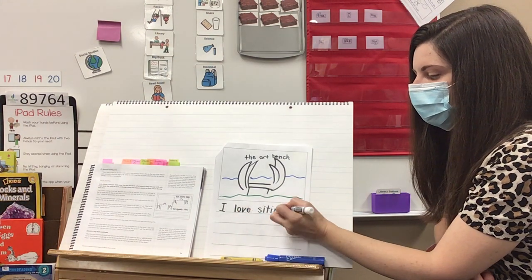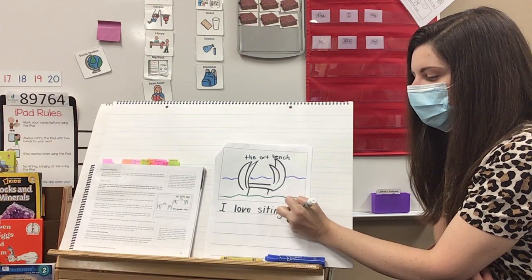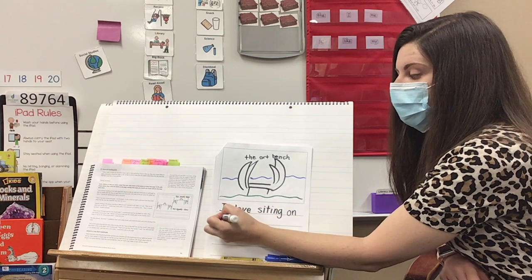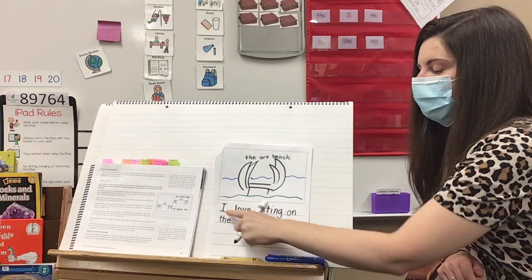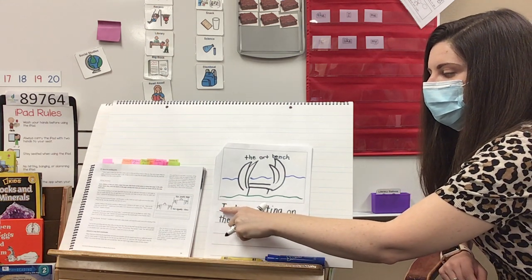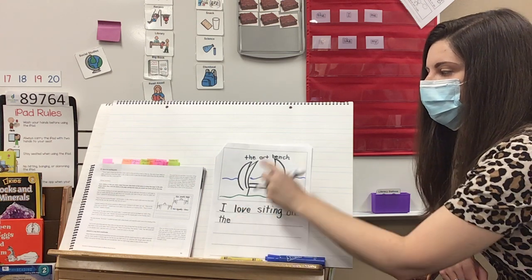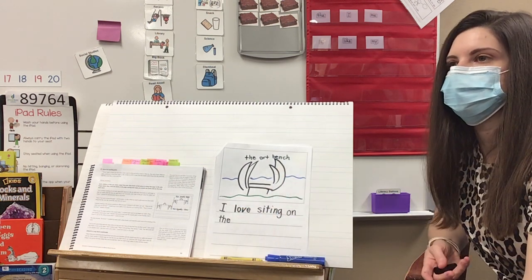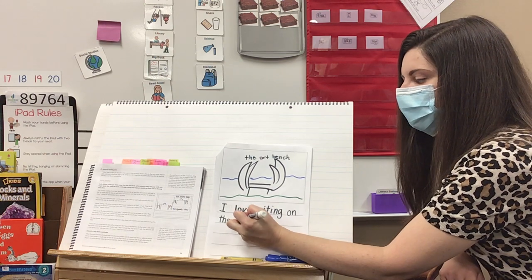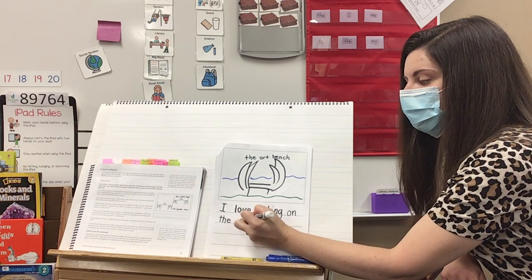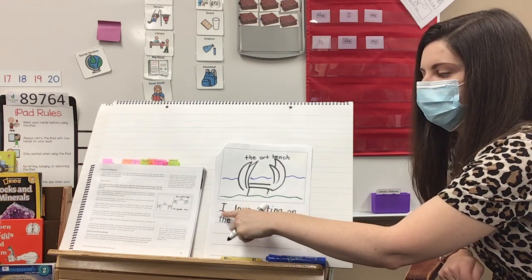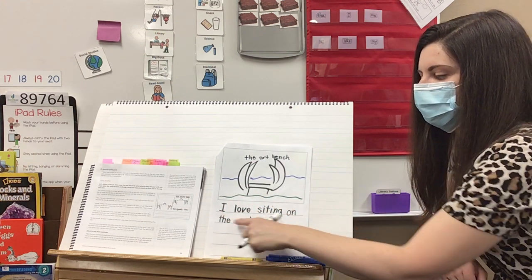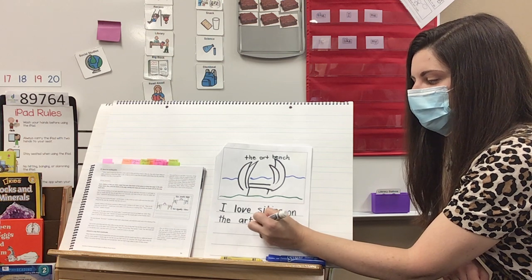I love sitting on the snap word, T-H-E. It is a snap word too. I love sitting on the art bench. I don't even have to sound it out again because I already wrote it up there. So remember that little tip. Any words that you use in your labels, you can also use again in your sentences. I love sitting on the art bench.